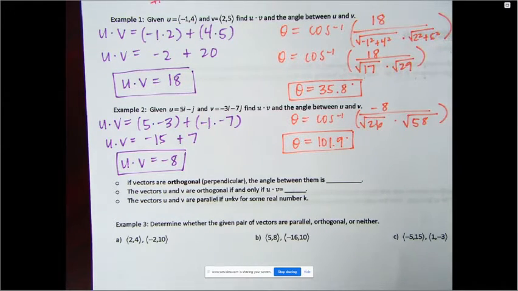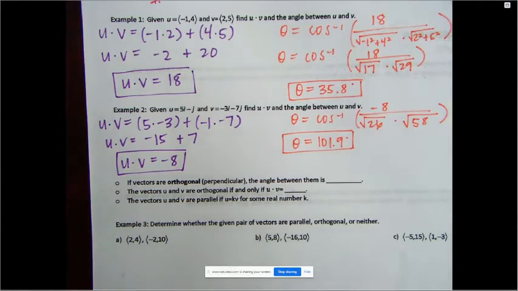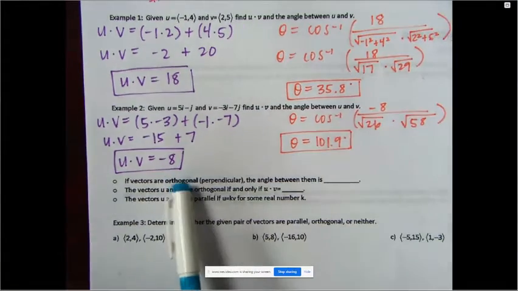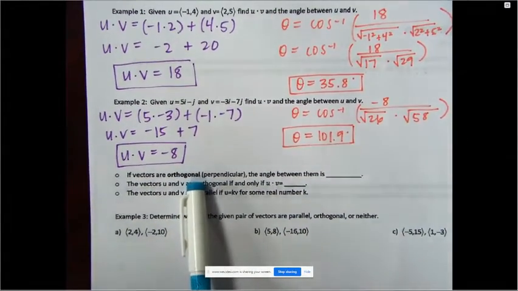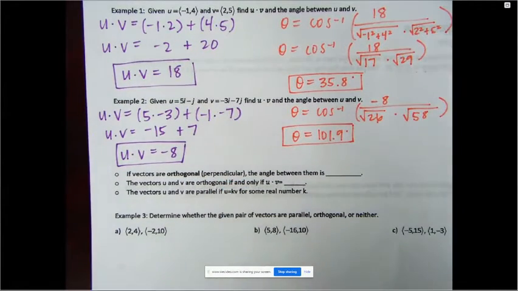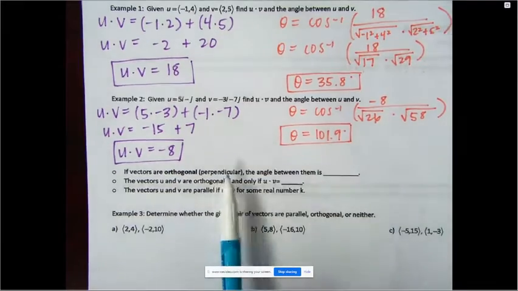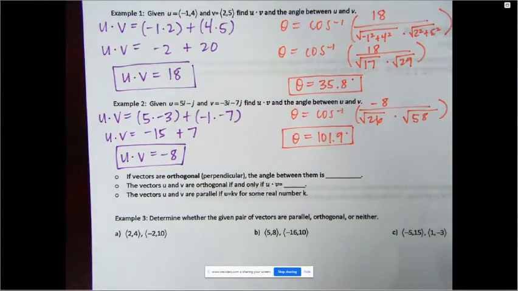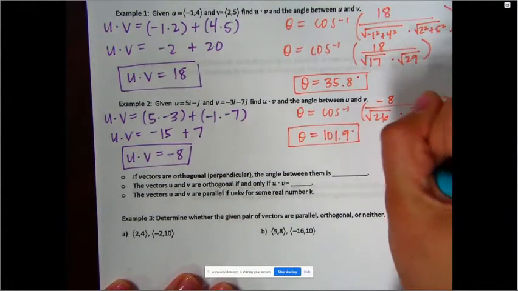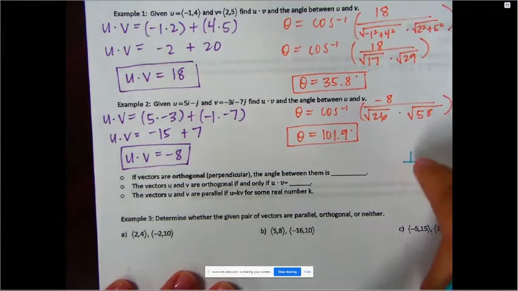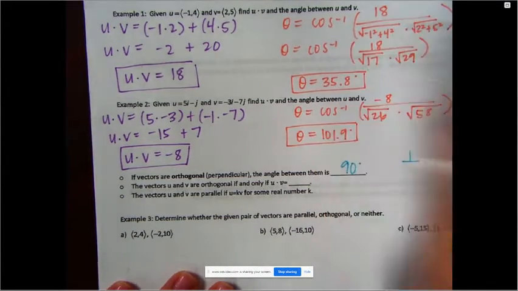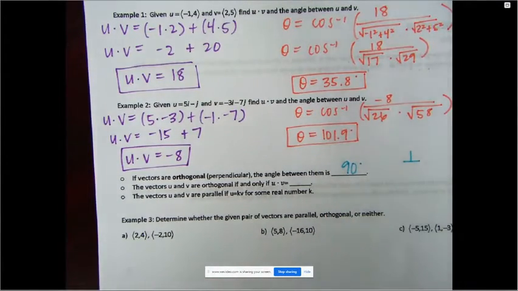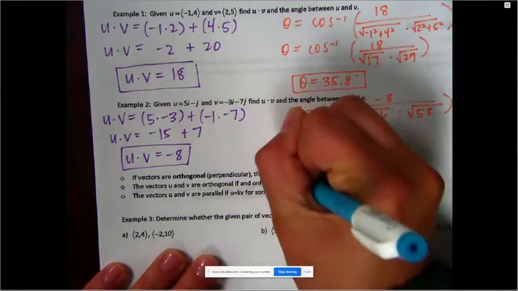Now we're going to look at some new terms, or I guess one new term. The only new term we'll have is orthogonal. Orthogonal just means perpendicular when you're talking about vectors. If you have two vectors and they are orthogonal, aka perpendicular, what is their angle between them? Remember, perpendicular lines look like this. So the angle between them would be 90 degrees. So if we are going to find vectors that have an angle of 90 degrees, that means their dot product was 0.